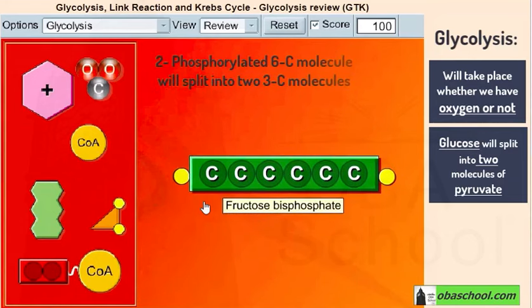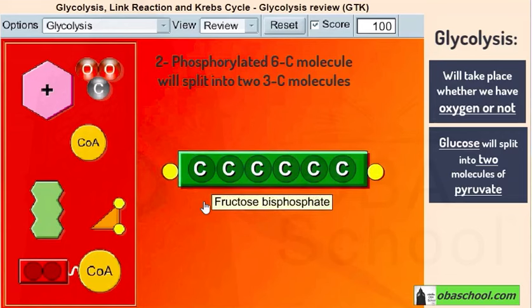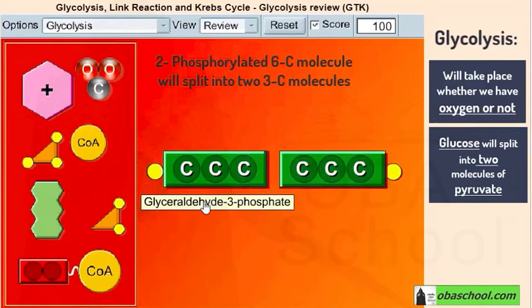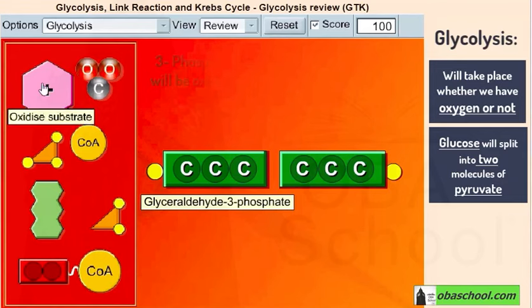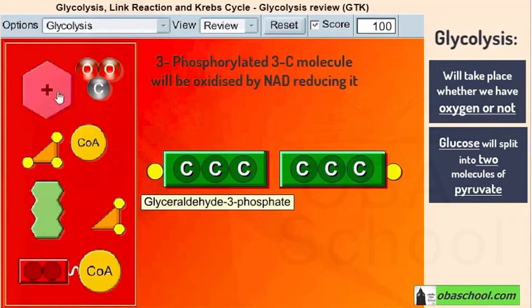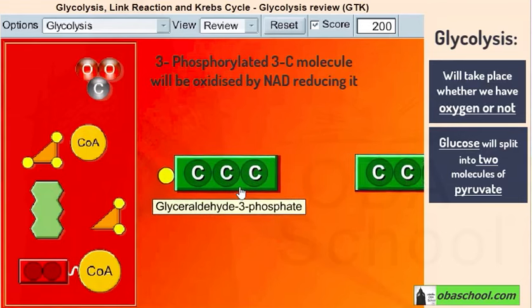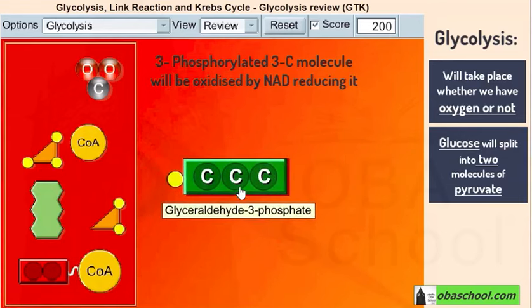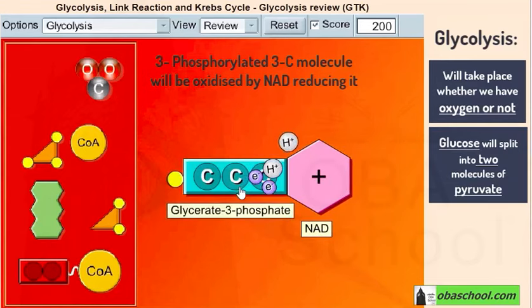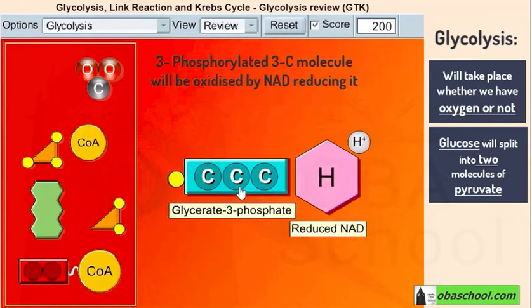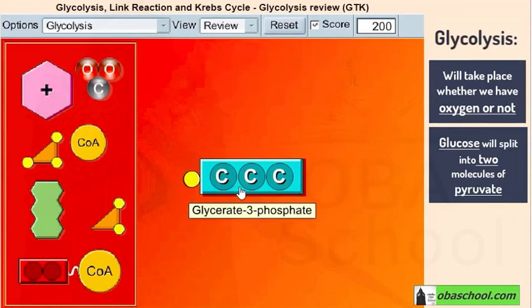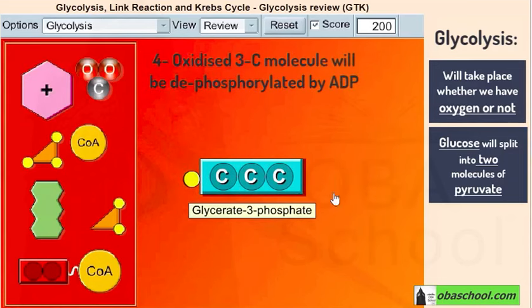So this molecule will then be split into 2 3-carbon molecules. Each 3-carbon molecule will be oxidized by a NAD molecule, and this NAD molecule will then be reduced. Finally, this phosphorylated 3-carbon molecule will be dephosphorylated by ADP.